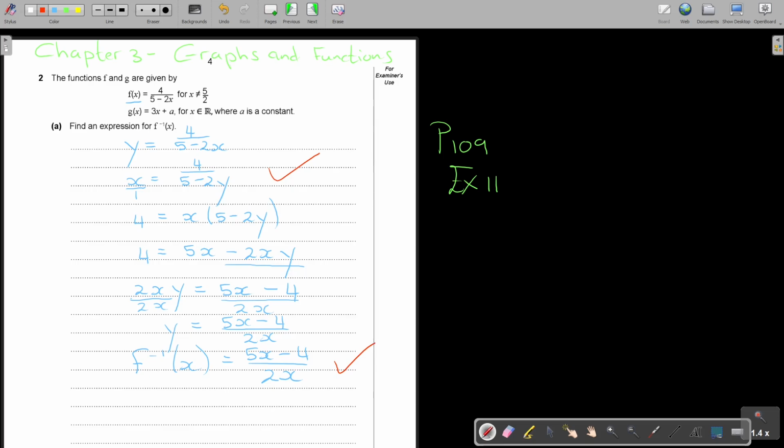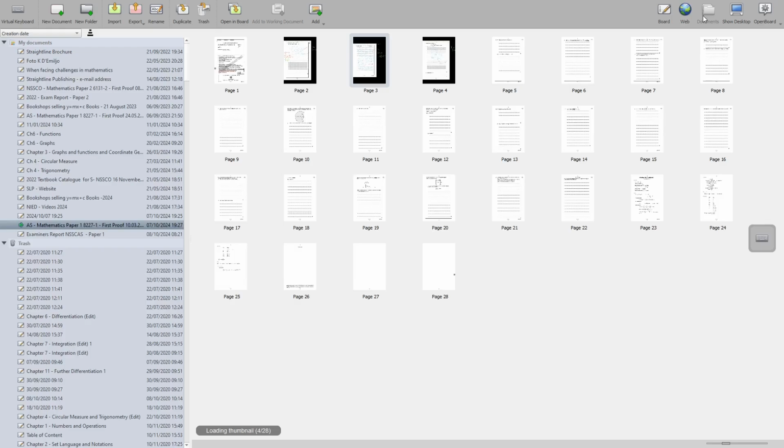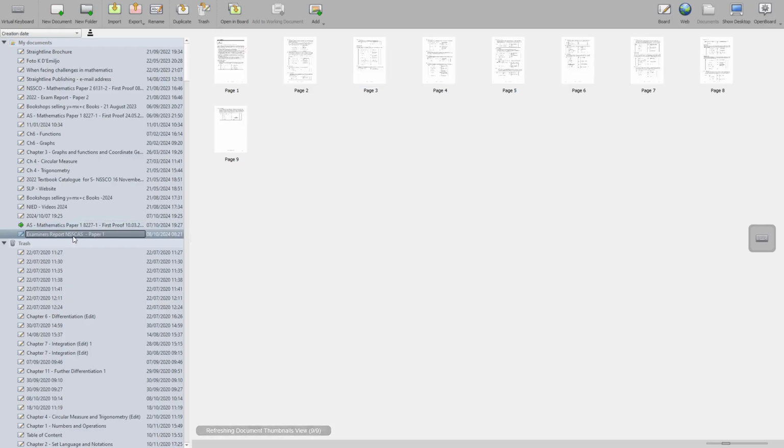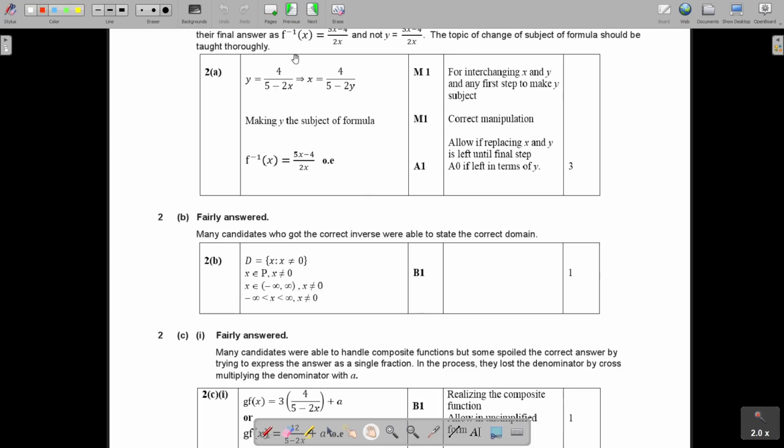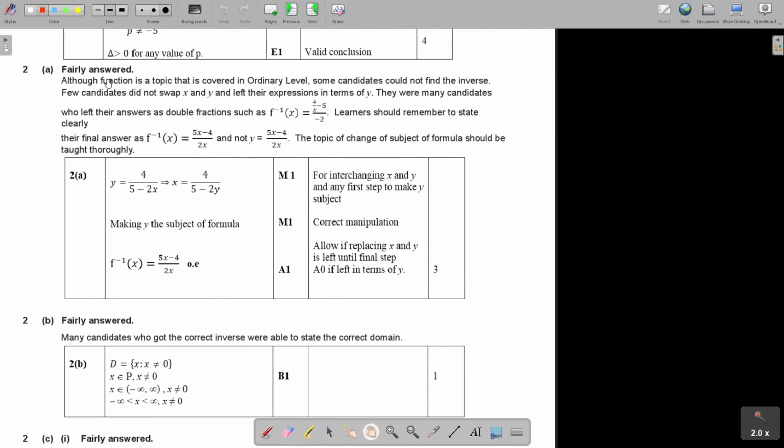Okay, so let's just start. Let's go to documents. Let's go to the report. And let's see where do we find it. Do we find it still here? Let's open. Okay, question number 2. There it is.